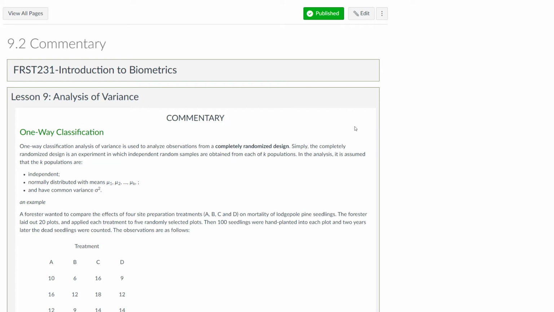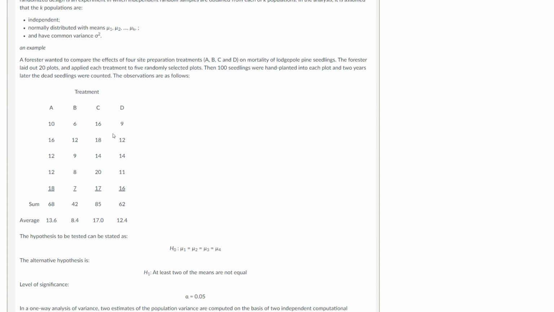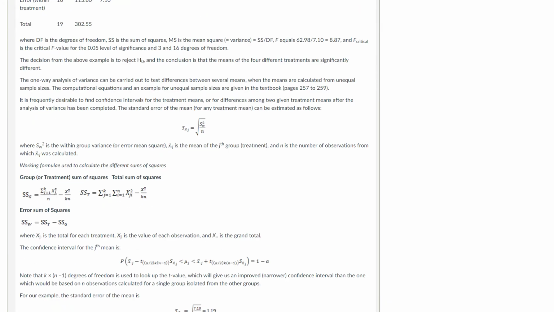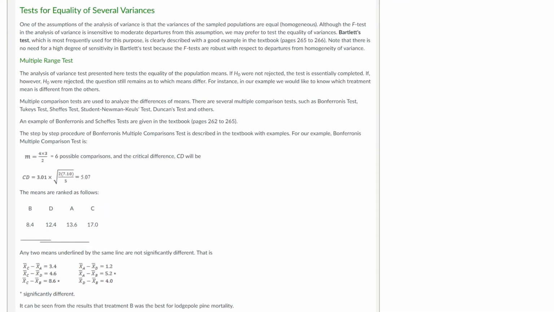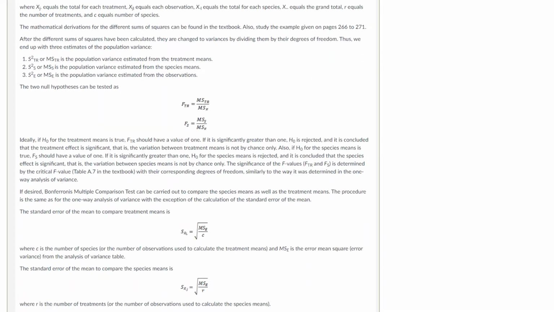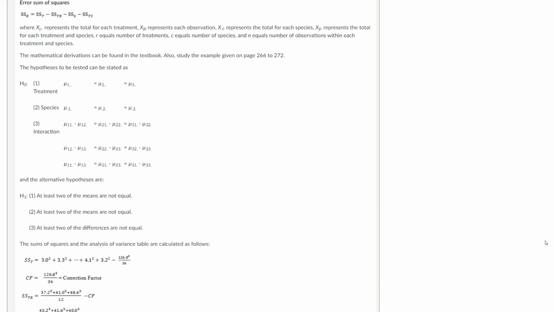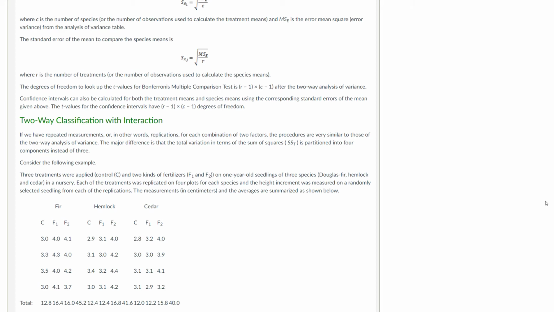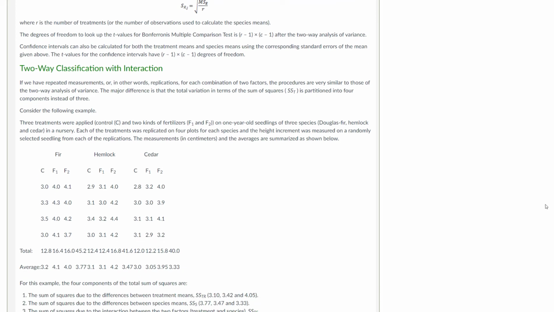Hello everyone. So previously we learned analysis of variance, but it was for one-way classification. So we had one factor only. So today we will learn about if we have two factors. Let me show you here. Okay. So I would like to start from here.